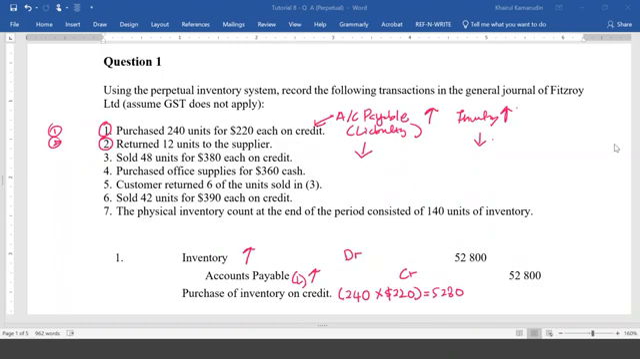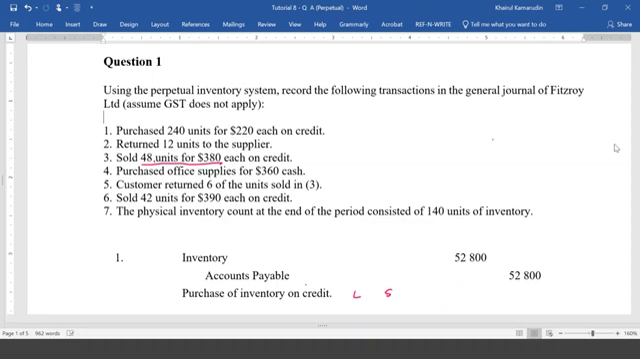Let us see this example from your tutorial. You sold 48 units for 380 each on credit. So you should have two transactions here for sales. Number 1, record the sales. Number 2, you need to adjust your cost of sale and inventory. Please take your time to see whether you can solve this or not.